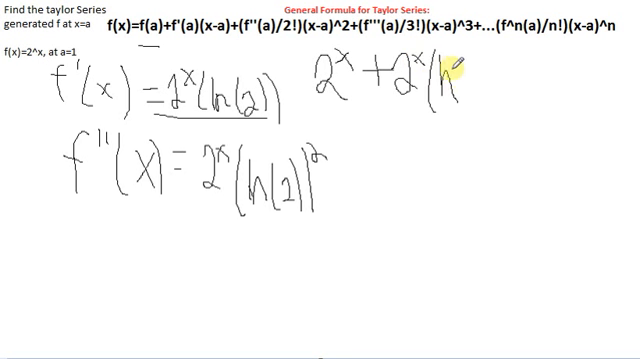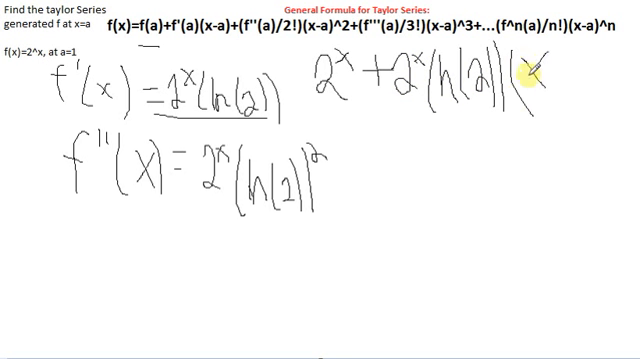One thing you have to make sure you're looking at is that in the general formula you have x minus a. So this is where your a comes in handy. Your formula would be 2 to the x for your first term. For your second term, you'd have 2 to the x ln of 2 times x minus your a, which is 1. And so now you have the first two terms of the series.